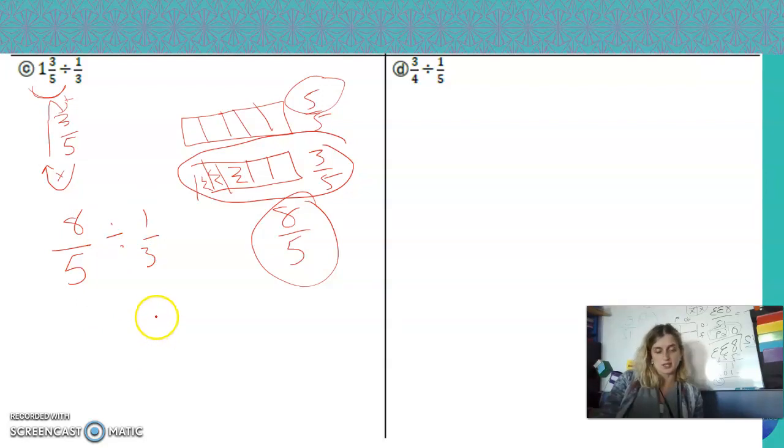Divided by 1/3. You're going to keep the first fraction the same. You're going to change it to a multiplying problem. You're going to multiply by the reciprocal and simplify as needed. Same deal with D. Keep the first one the same, change it to multiplying, multiply by the reciprocal, simplify as needed.